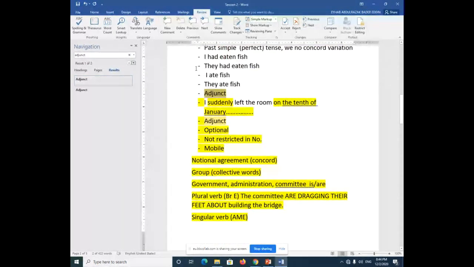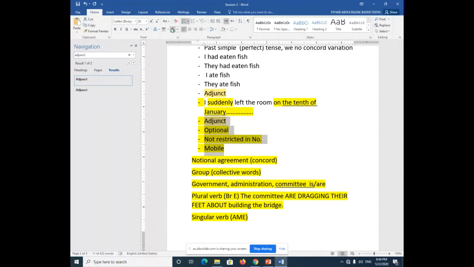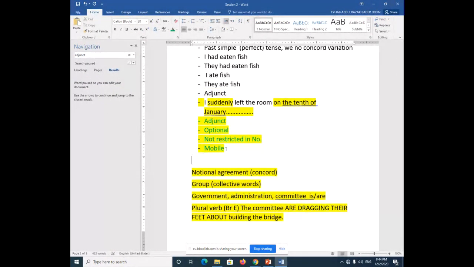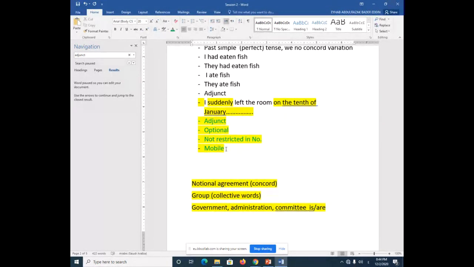We were talking about adjunct, and we said that we have three different criteria for deciding that this is an adjunct, right? Clear? This is actually very similar to what we call in Arabic al-umda wal-fudla.